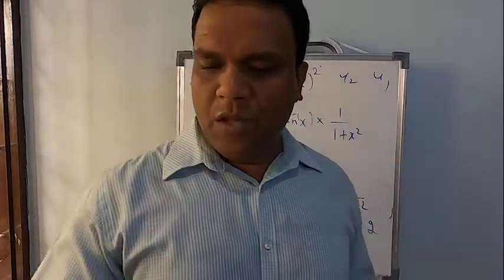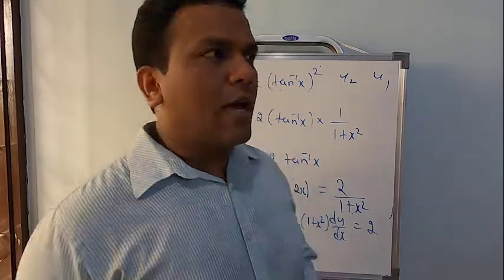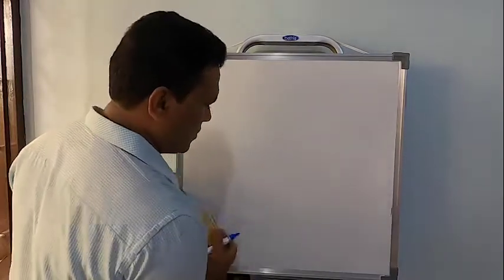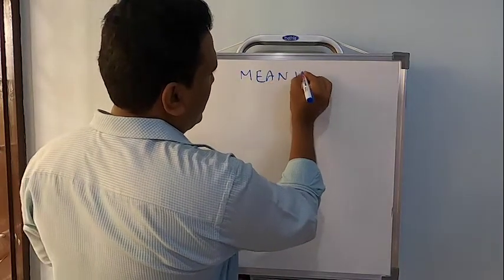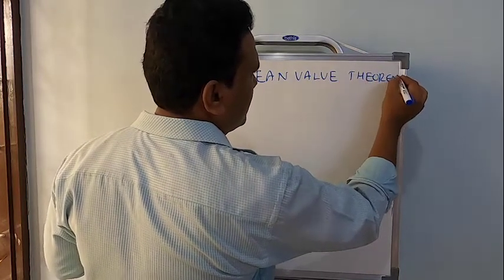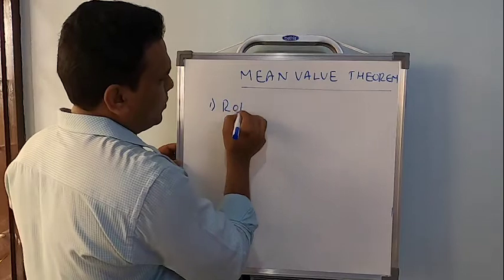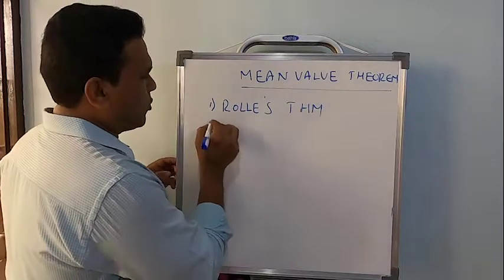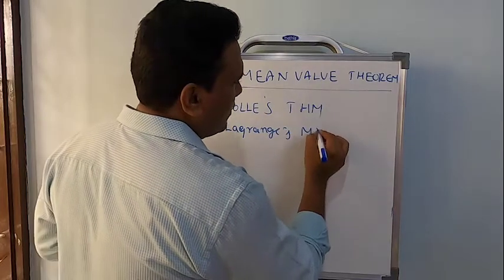Fine students, now we have reached almost the last topic of the chapter, differentiation. The last topic is to study some practical applications of differentiation. We have something called the mean value theorem. Okay, that's a heading actually. Under this there are two: Rolle's theorem, and one more is called Lagrange's mean value theorem.